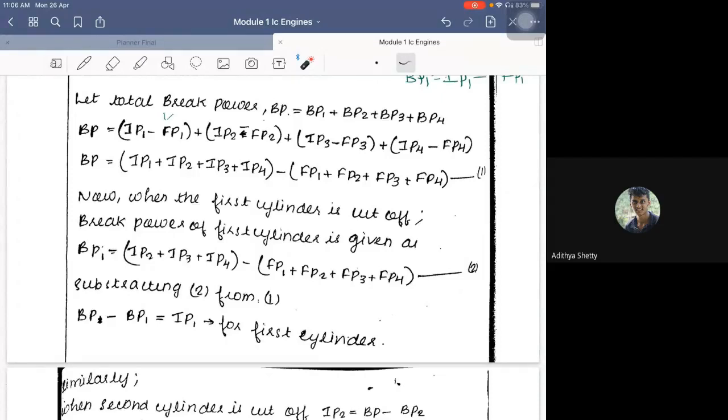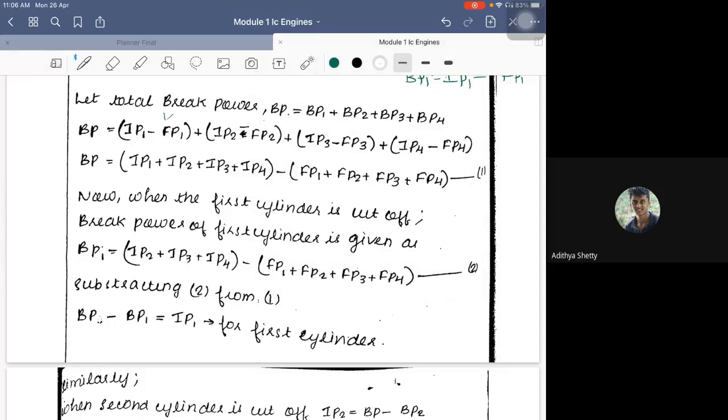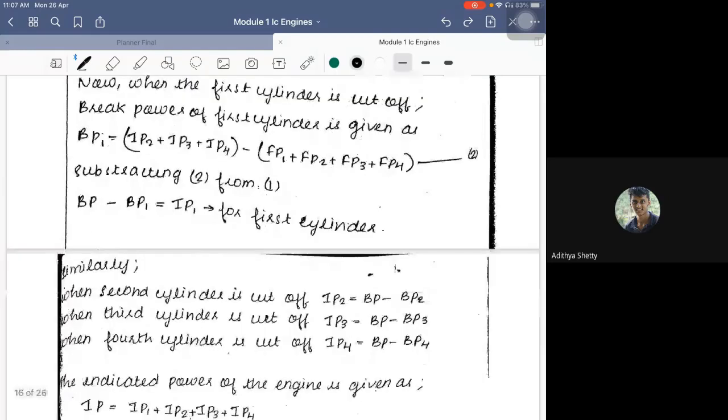Now, if you subtract equation number 2 from equation number 1, all this IP2, IP3, IP4 would cancel with IP2, IP3 and IP4, and FP1, FP2, FP3, FP4 would cancel with FP1, FP2, FP3, FP4, and whatever remains, I have written it here. So BP minus BP1 is nothing but IP1. This is how you can calculate the value of the IP for the first cylinder.